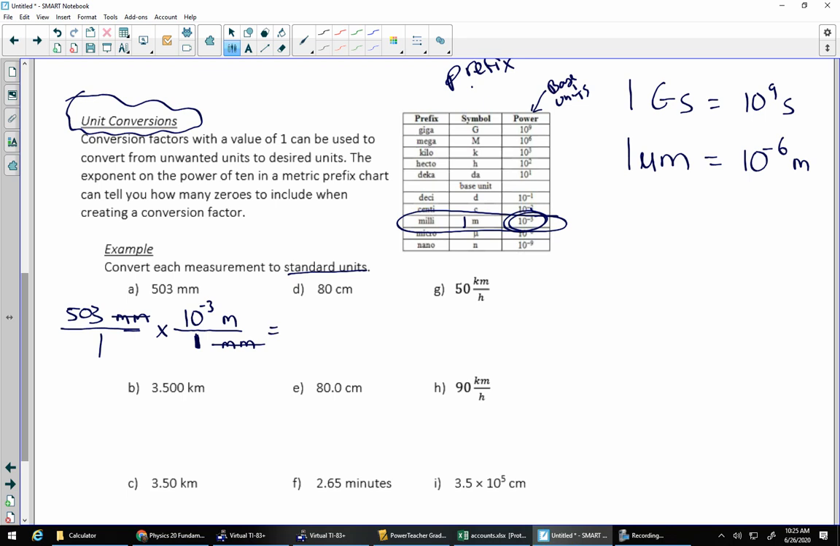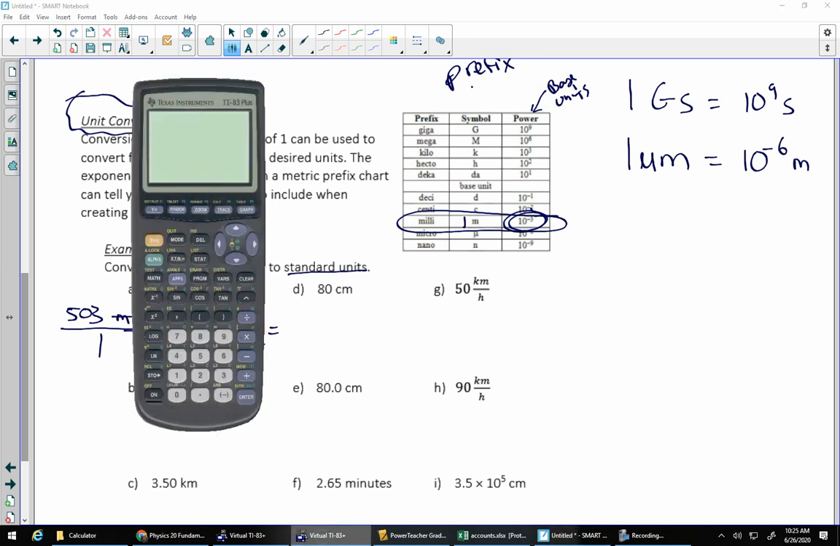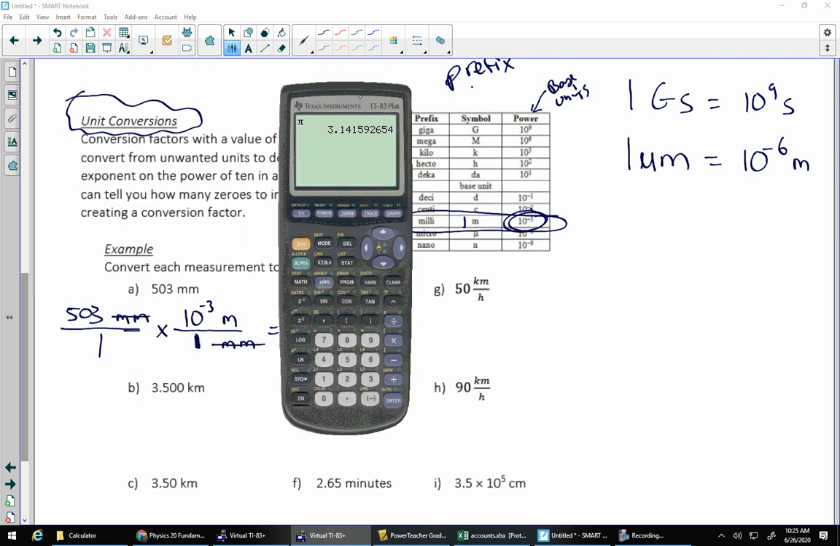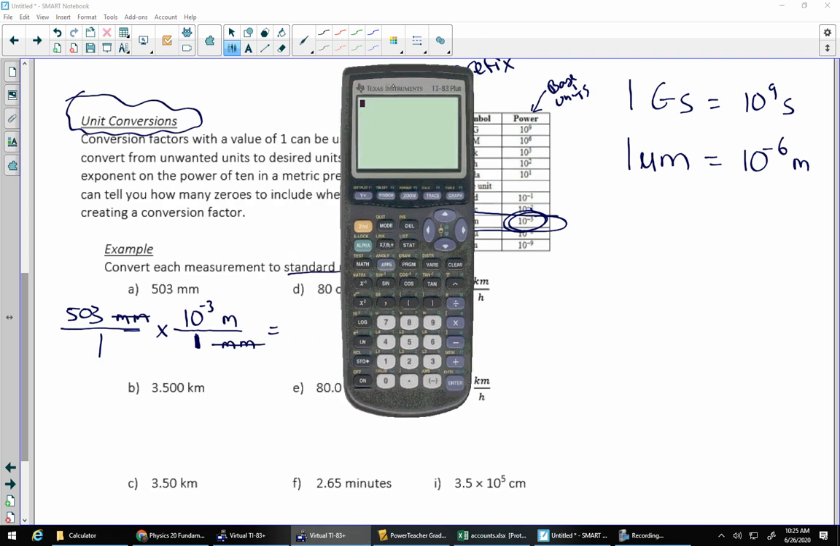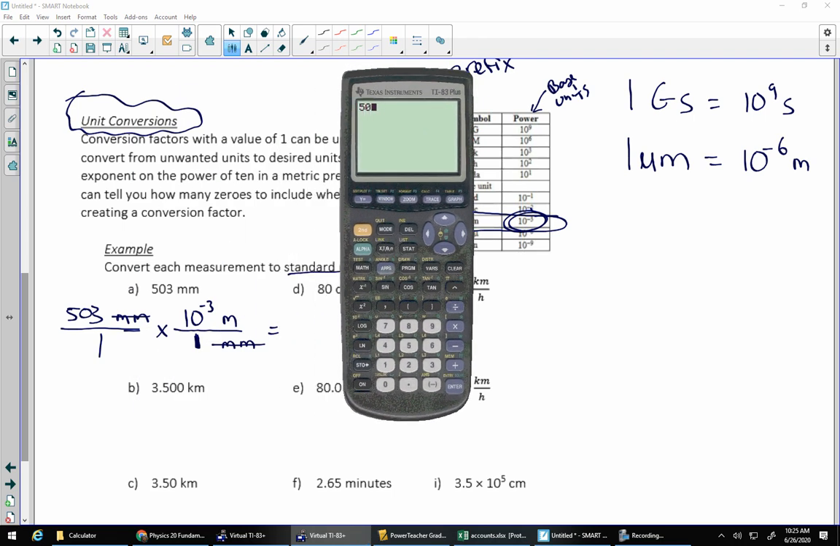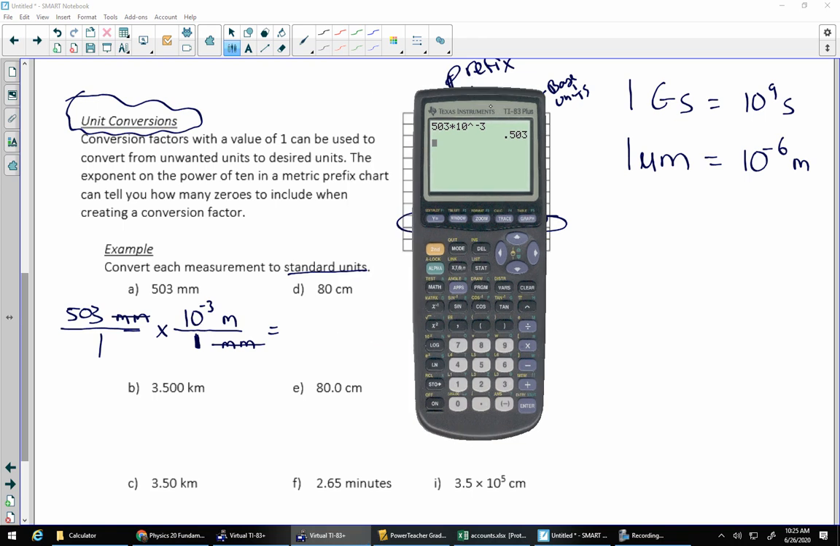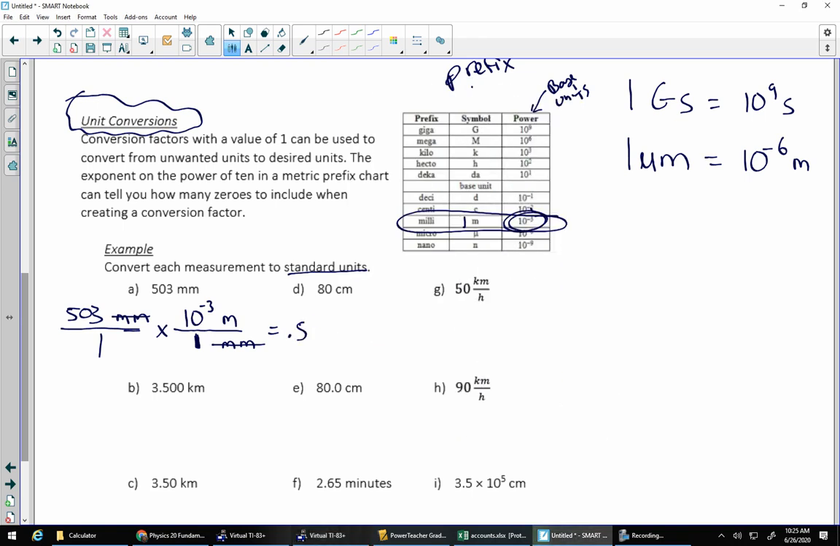So when I go through and plug that into my calculator, where'd the old calculator go? There we go. Oh, we had pi up there last. That's nice. I'm going to do 503, and then I'm going to multiply this by 10 to the power of negative 3, and it's going to give me 0.503. 0.503, and sig figs, we got 3 of them, so that's good, and of course meters. There's my final answer. Very nice. Cool, so that's not too bad.